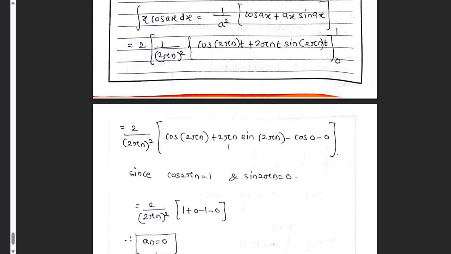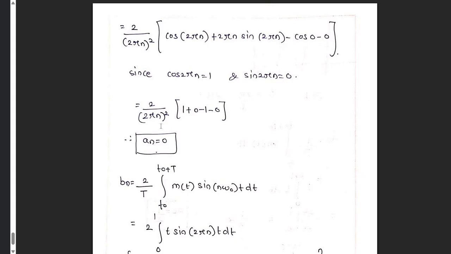So overall, cos of 2 pi n is equal to 1, sine 2 pi n is 0, as we know, and therefore 2 upon 2 pi n square cos 2 pi n we have substituted 1 plus 2 pi n into sine 2 pi n, that is 0, therefore it is 0. This is cos 0 is minus 1, and this is 0. So overall it is coming out to be 0. An is equal to 0.